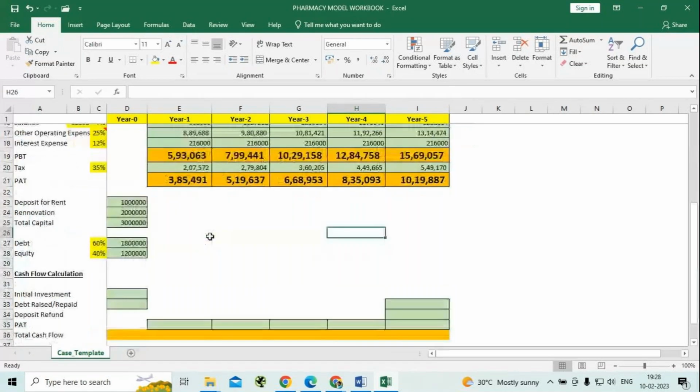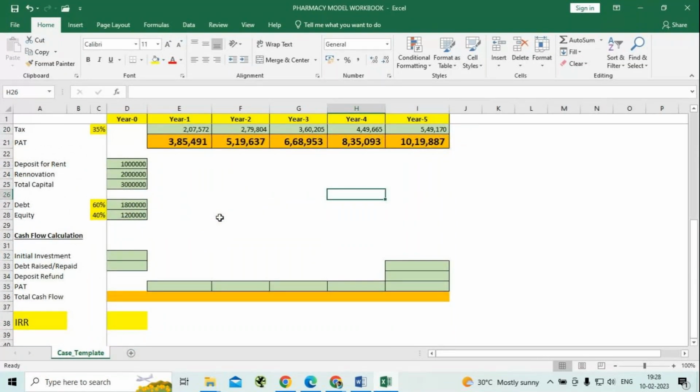Then finally, we are supposed to prepare the cash flow statement. Here the cash flow statement has been prepared in a free cash flow statement format. We talk about how much initial investment we brought into this business. That is the capital amount, 30 lakhs. But is this amount going to stay with us, or is it going out of my hand? Say I'm paying a deposit of 10 lakhs and spending on the renovation. So the money is going out, and in this case it is going to be a minus value.